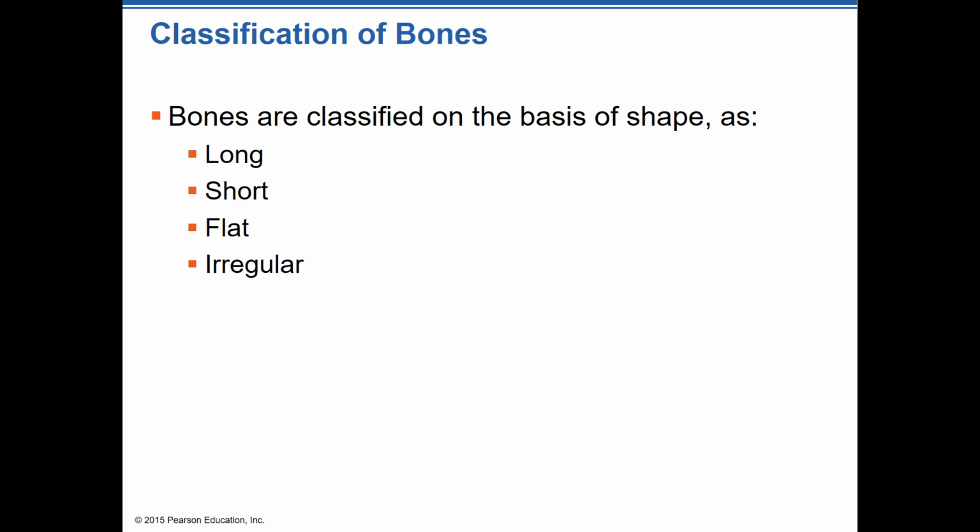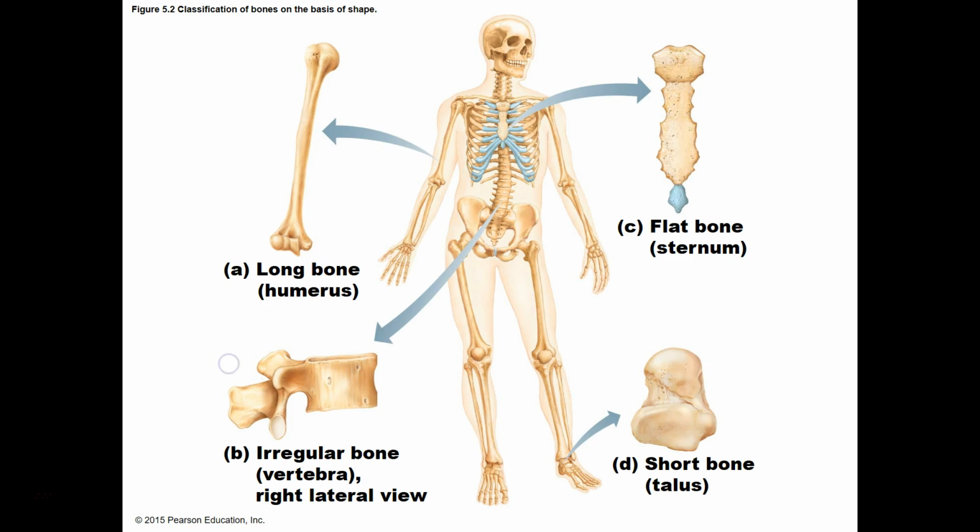So the way that we classify bones is based upon their shape. Bones are either long, short, flat, or irregular. And that's basically how we classify them. And when we take a look at a few bones, we kind of get the idea. Long bones, it shouldn't come as no surprise. We would expect to see this would be a long bone.